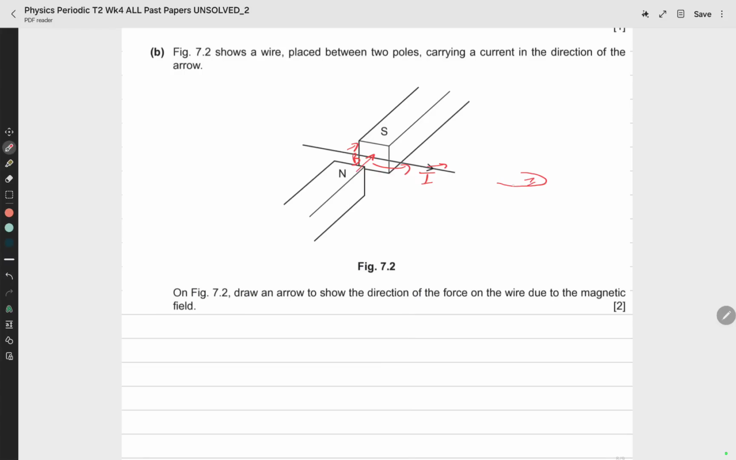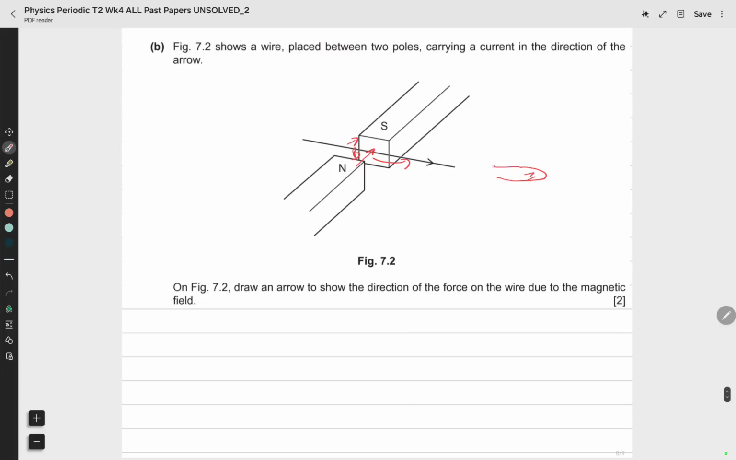I is going to be to the right, since obviously they showed us the current going to the right. You have B going over here inwards, because north to south, right? North to south. So this is B. Release your middle finger, it's going to be going upwards now. So this is going to be the force. So draw an arrow to show the direction of the force. It should just be an arrow going vertically upwards, and you can label it F.